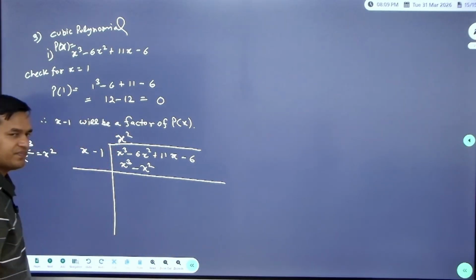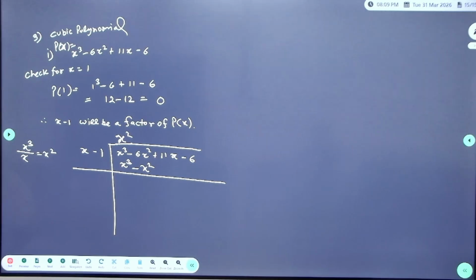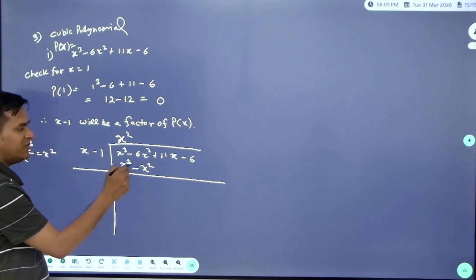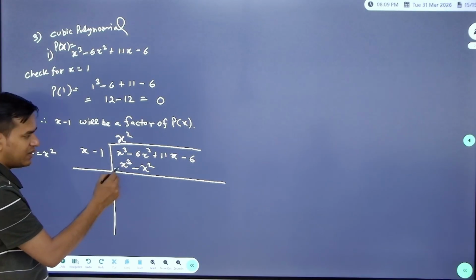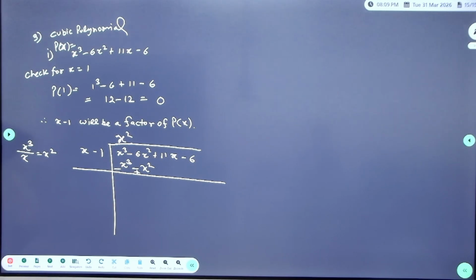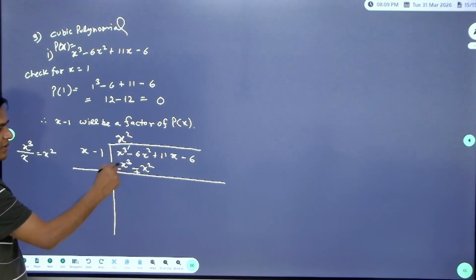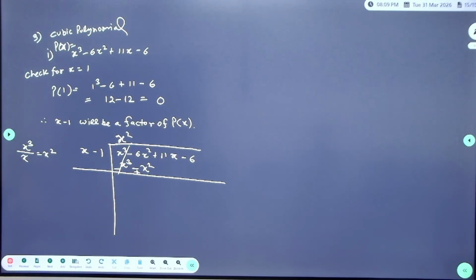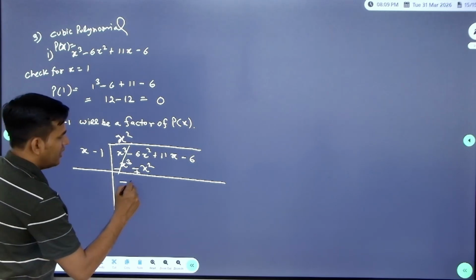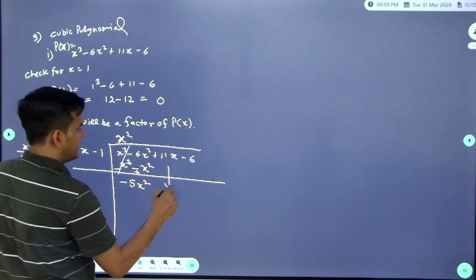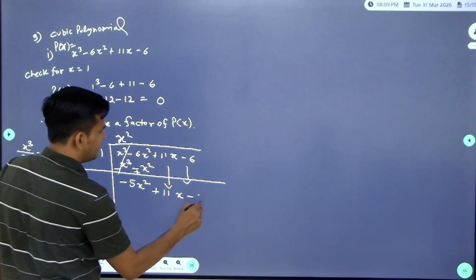Now subtract it, because in normal division also we divide then subtract. When we subtract it, the sign of these terms will change. This is positive, it becomes negative, and this is negative, it becomes positive. Because we are subtracting, that's why the sign will change. Now x cube positive, x cube negative, it will cancel. This is minus 6x square plus x square. It becomes minus 5x square. Correct? These two terms we write as it is, plus 11x minus 6.